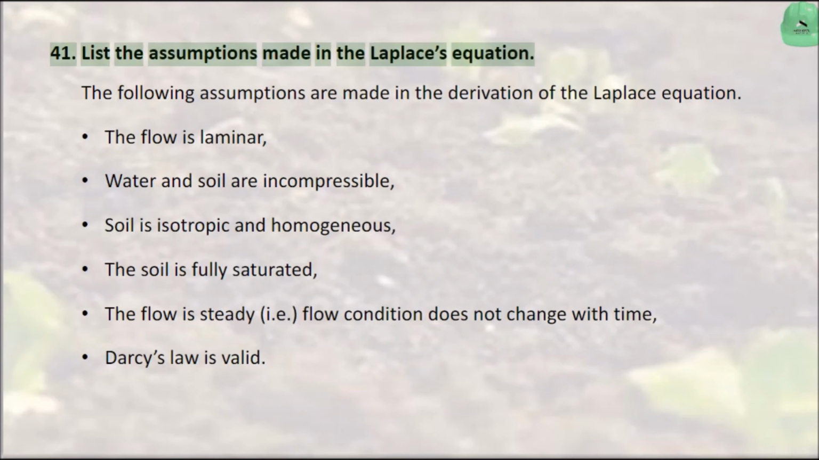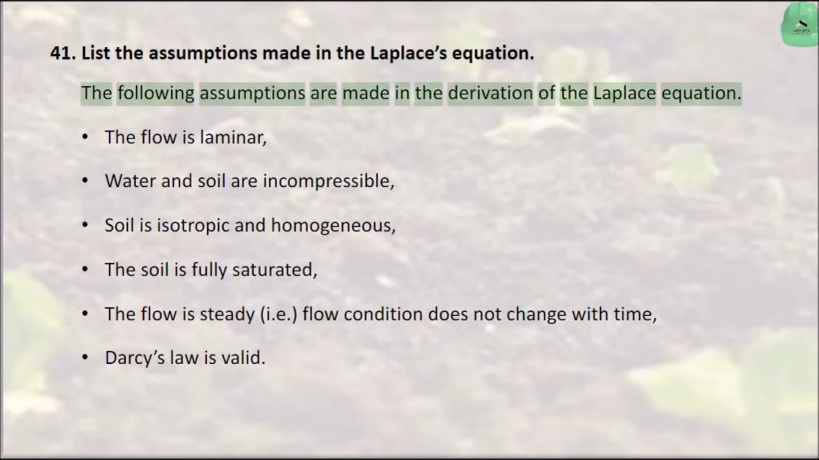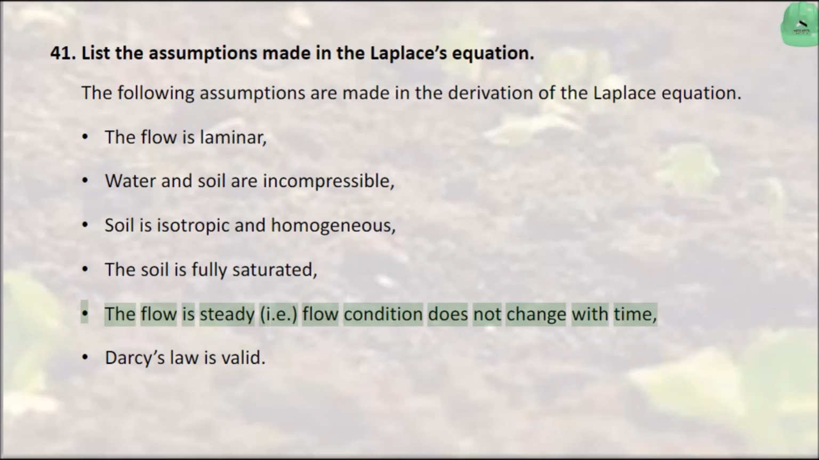List the assumptions made in the Laplace's equation. The following assumptions are made in the derivation of the Laplace equation. The flow is laminar. Water and soil are incompressible. Soil is isotropic and homogeneous. The soil is fully saturated. The flow is steady, i.e., flow condition does not change with time. Darcy's law is valid.